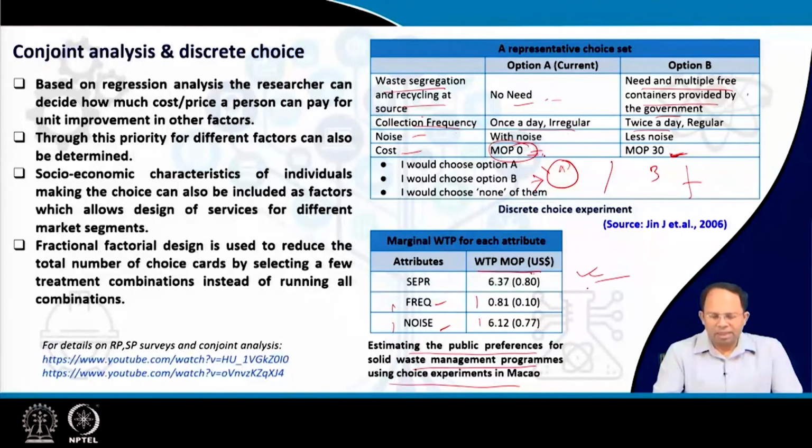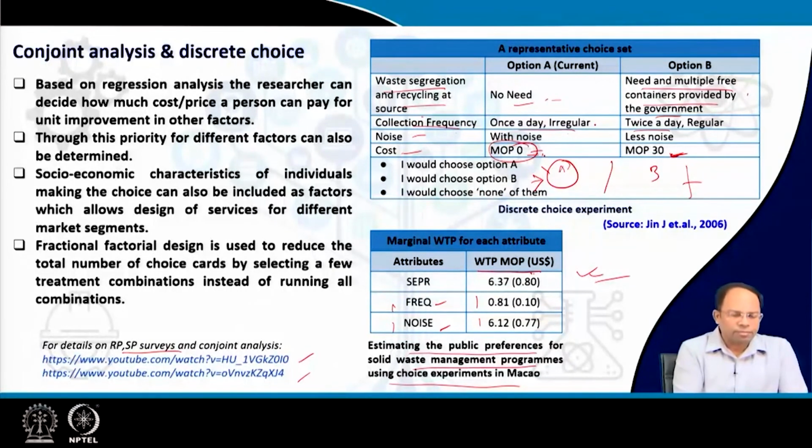So anyway, the detailed regression techniques I am not covering in this particular course, because then it will make the course very large, but you can please refer to these YouTube videos where the detailed way of conducting these regressions is given, and also how to conduct RPSP surveys, how to create these payment cards, or how to create these option sets, that is also discussed. Now, based on regression analysis, the researcher can decide how much cost or price a person can pay for unit improvement in other factors. So that is what is being done over here.